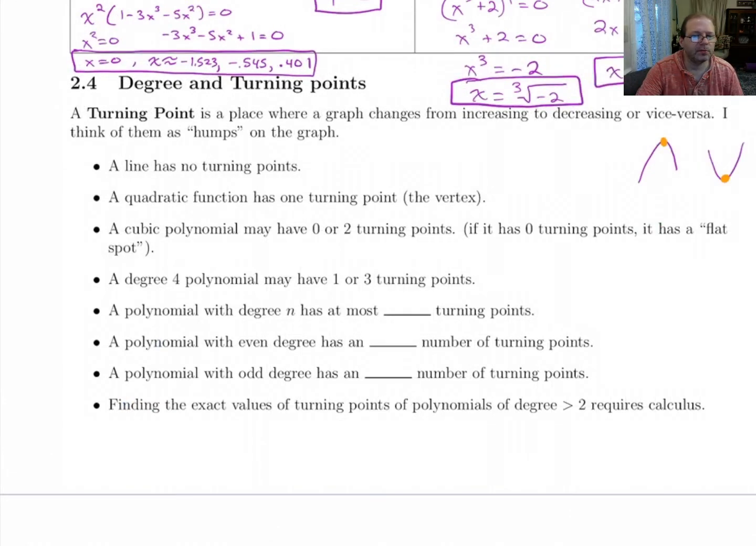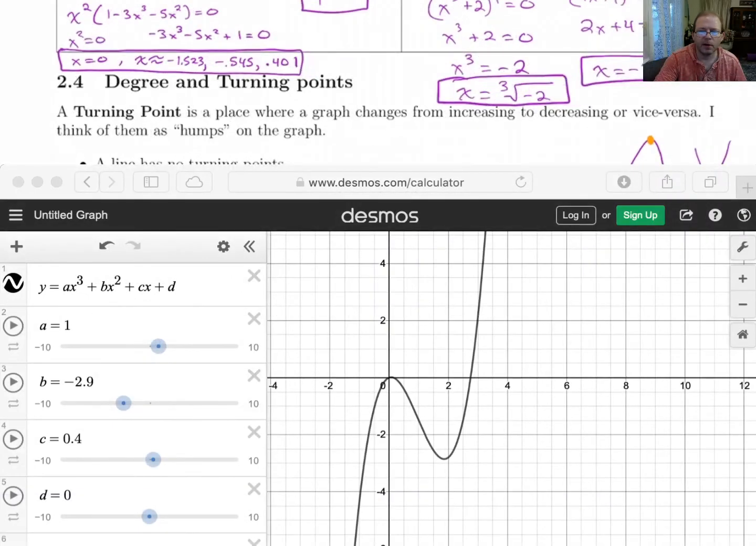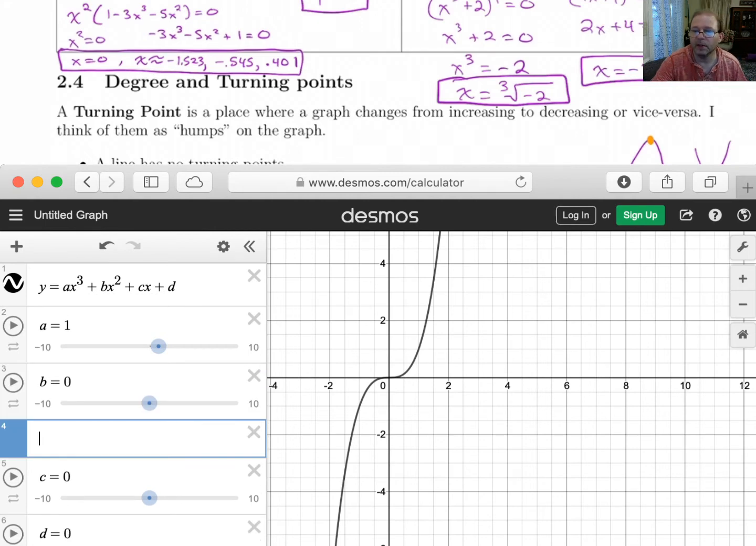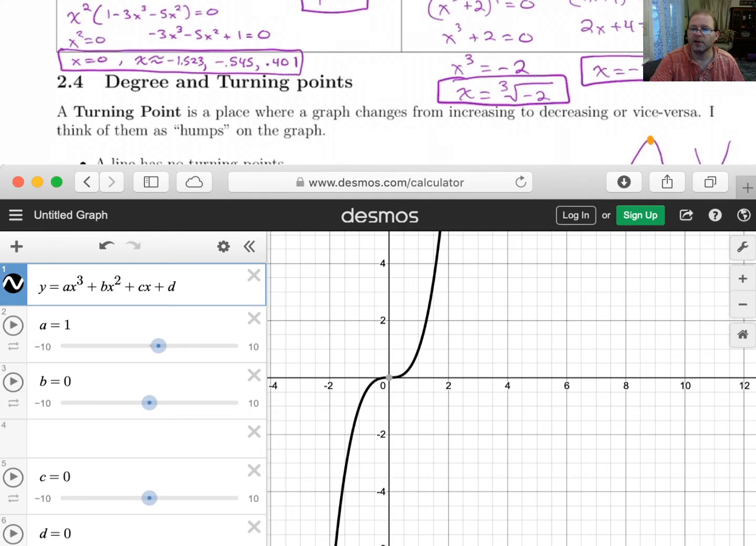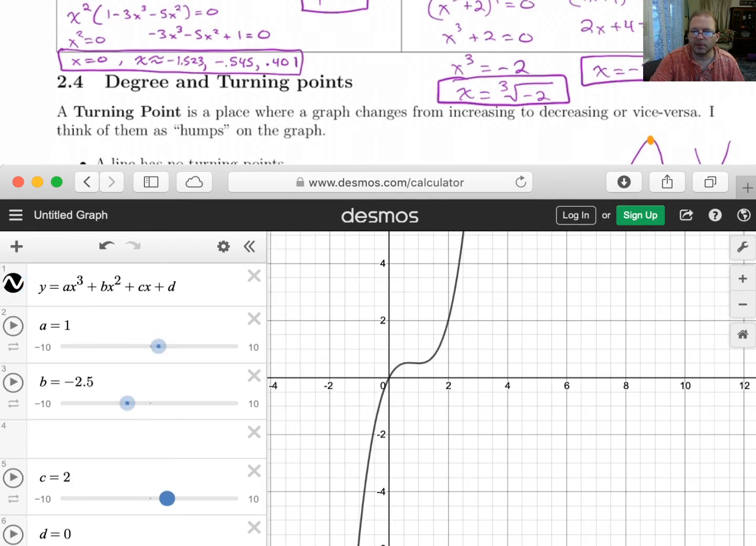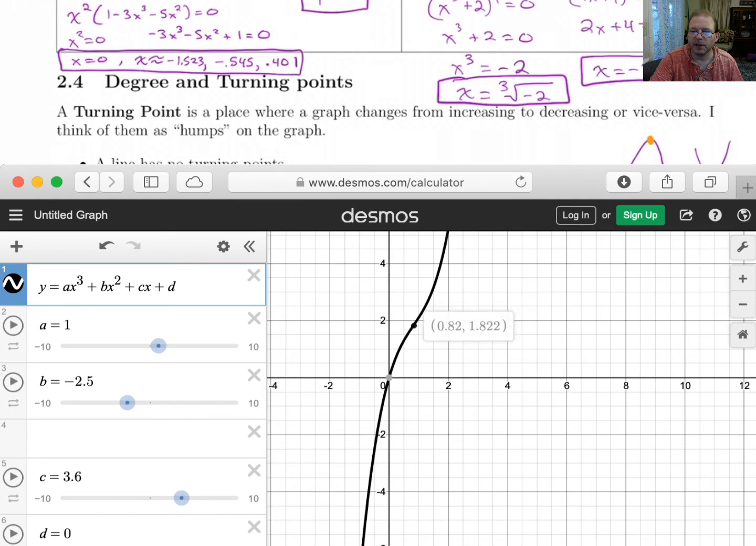So for a cubic polynomial, I said it can have 0 turning points, but it has a flat spot. Let's go back and look at that. With x cubed, it has this one place. The technical word for that is an inflection point. So it never turns around, but it does have this inflection point here, which is kind of a flattened spot. Even if I mess with it a little bit, there's still an inflection point in it somewhere up there, where it kind of flattens a little bit.